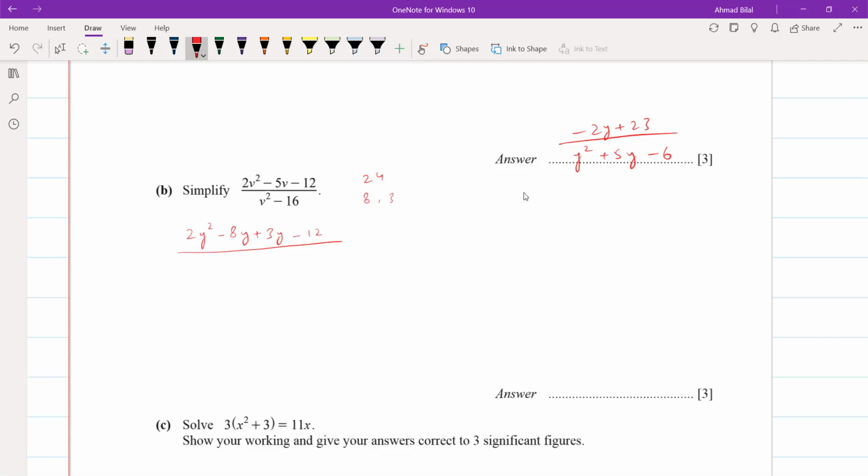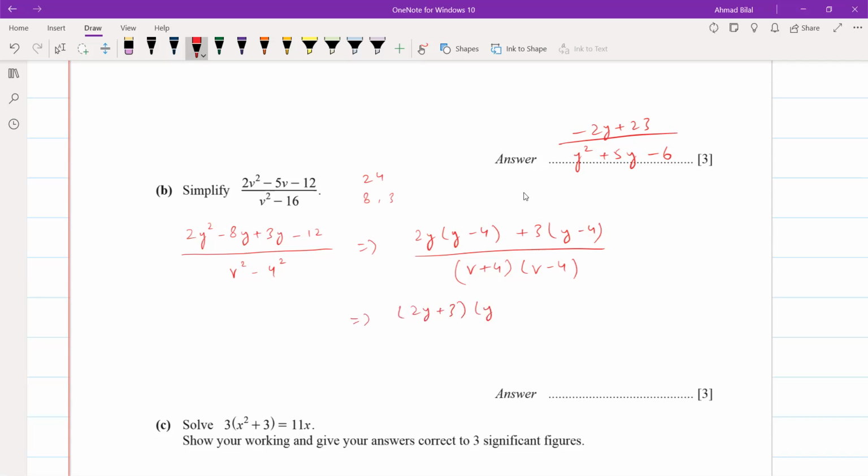Similarly in the denominator we have v square minus 16. We can write that as v square minus 4 square. So that's a square minus b square वाली form. Okay? Now we just simplify that. We get 2y into y minus 4 plus 3 into y minus 4. In the denominator we get v plus 4 multiplied by v minus 4. Simplify this further. We get 2y plus 3 into, sorry, v था वो, उसको हमने y लिख दिया. So this is all v there.